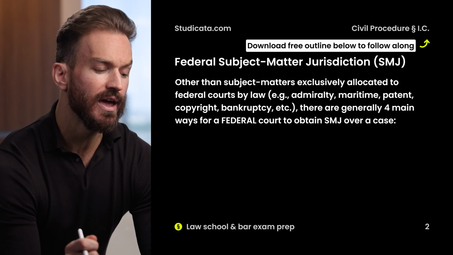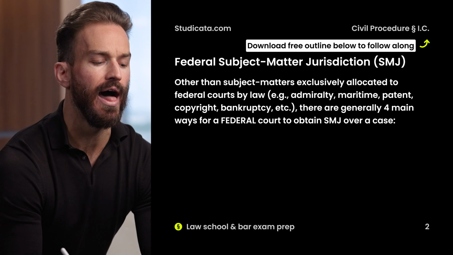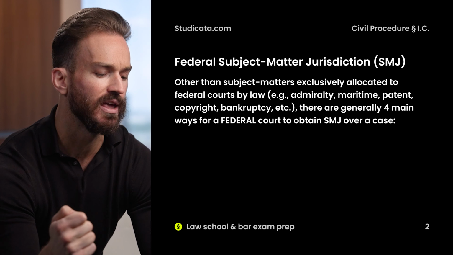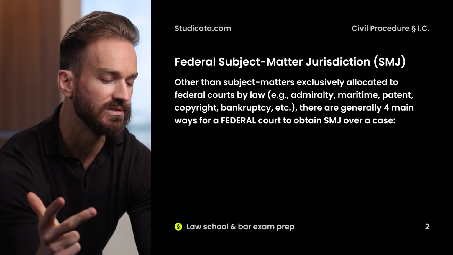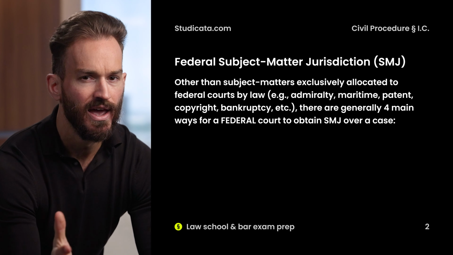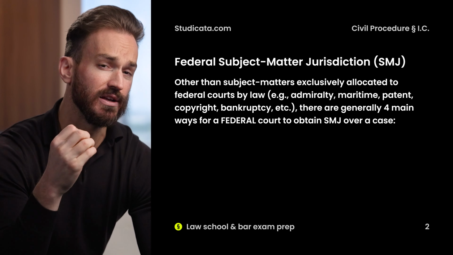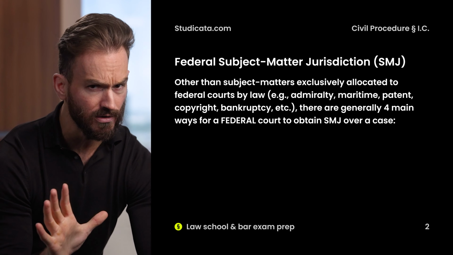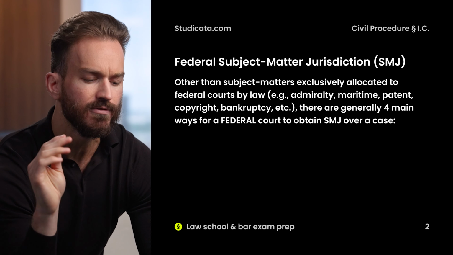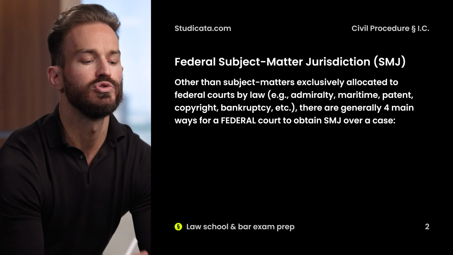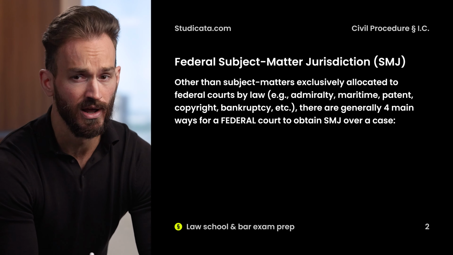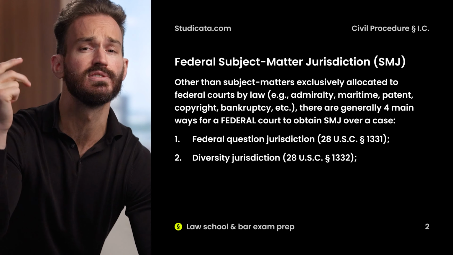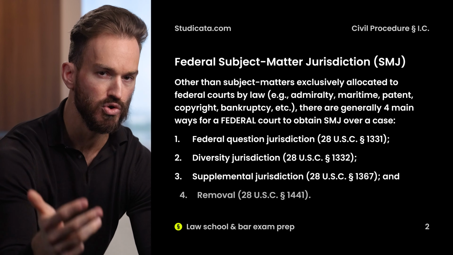Here we say other than subject matters exclusively allocated to federal courts by law. Remember, we talked about this in our last lesson. This is cases like admiralty, maritime, patent, copyright, bankruptcy cases. We know these types of cases are exclusively allocated to the federal courts by federal law. So outside of these cases, there are generally four main ways for a federal court to obtain subject matter jurisdiction over a case. We have federal question jurisdiction, diversity jurisdiction, supplemental jurisdiction, and removal.